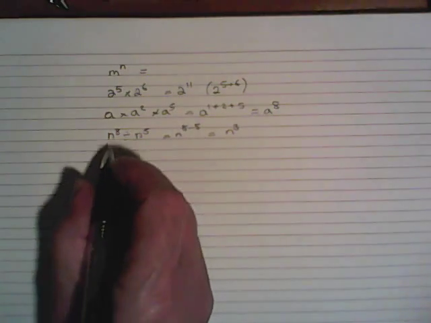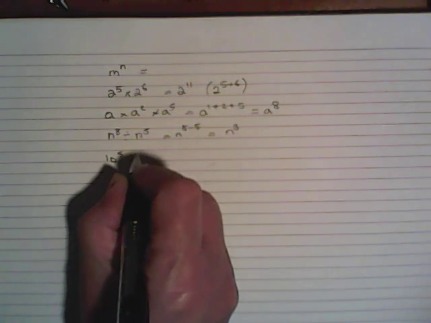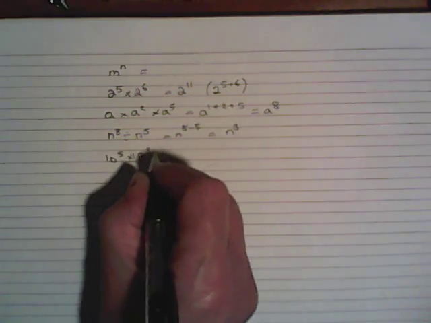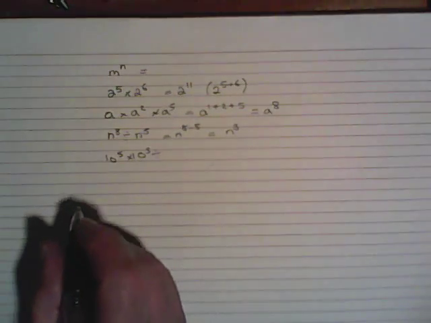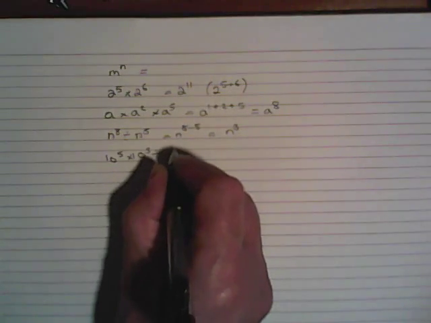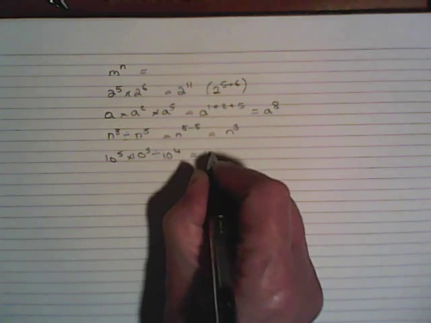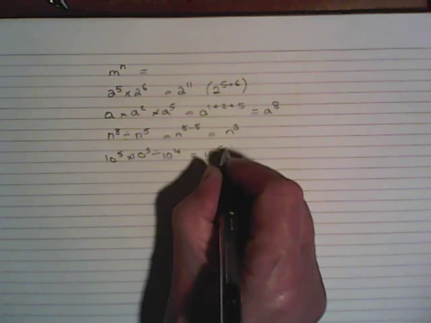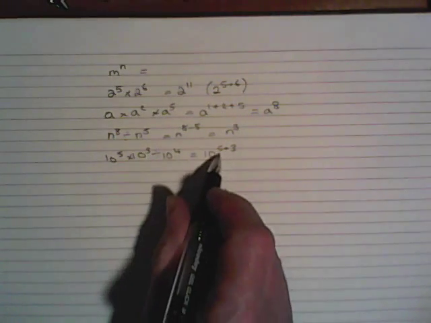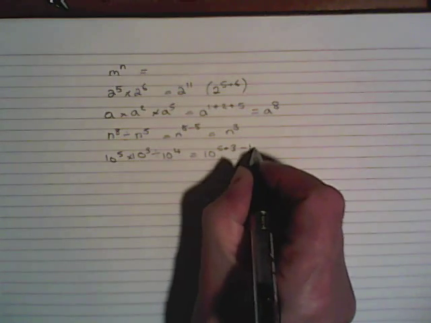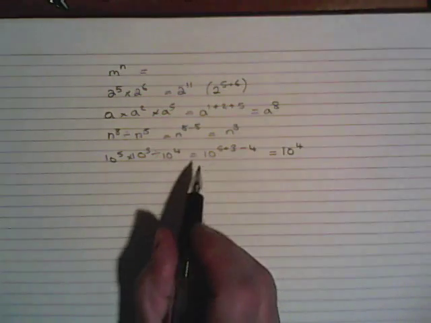Let's have another look at another example. Let's say, for instance, we had 10 to the power of 5 times 10 to the power of 3 divided by, we're combining now these two laws, 10 to the power of 4. Now, therefore, we're looking at 10 to the power of 5 plus 3, and it's divided by 4, so both of those minus 4, which equals 10 to the power of 4. And that's the right answer.